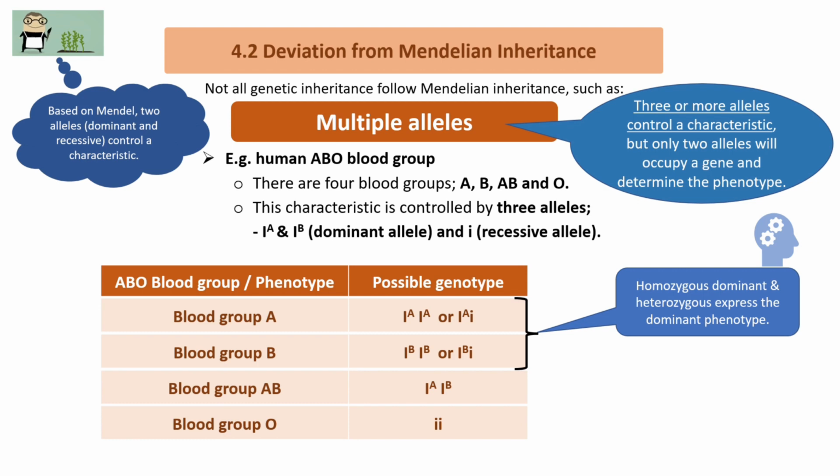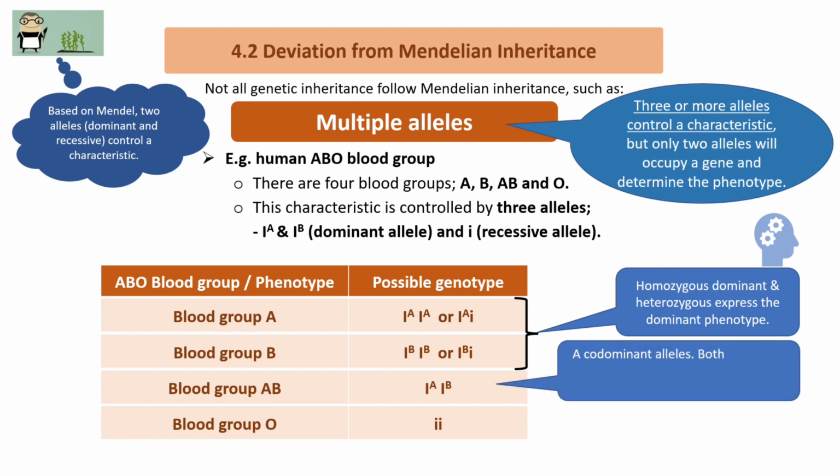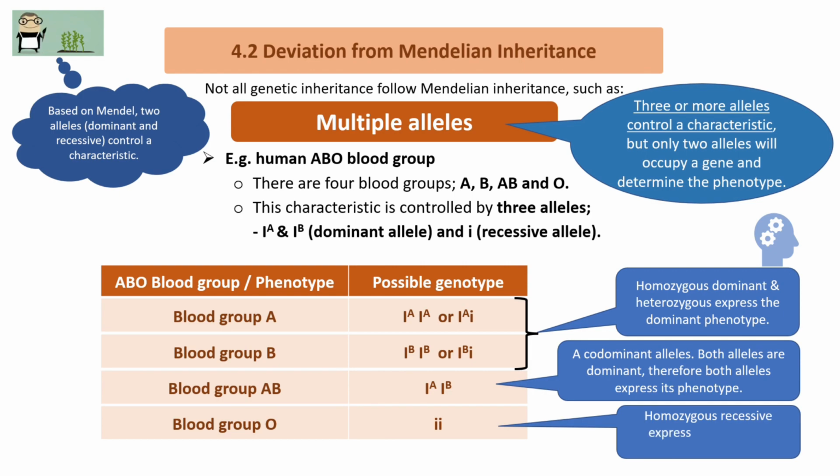Blood group AB is another example of a codominant allele. Because both alleles are dominant, therefore both alleles express its phenotype. For blood group O, homozygous recessive ii, express the recessive phenotype.